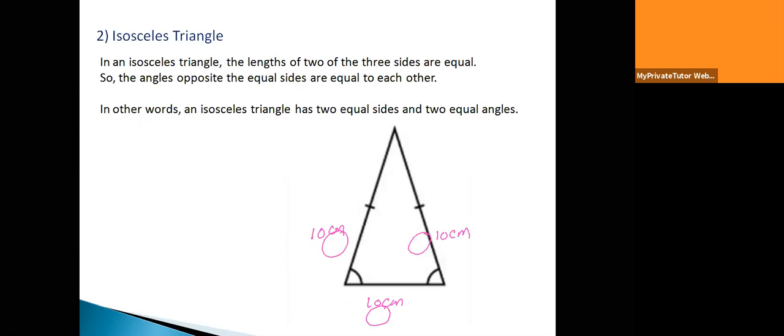The next one, the isosceles. What is an isosceles triangle? Only two sides are the same and one side is different. You can see that this side and this side are the same. Let's call it 10 centimeters. This is also 10 centimeters. And the bottom one might have a different value. Also, the two angles are equal. These two angles are always equal in an isosceles triangle, and the top angle might differ based on the other two. But all three angles add up to 180 degrees.